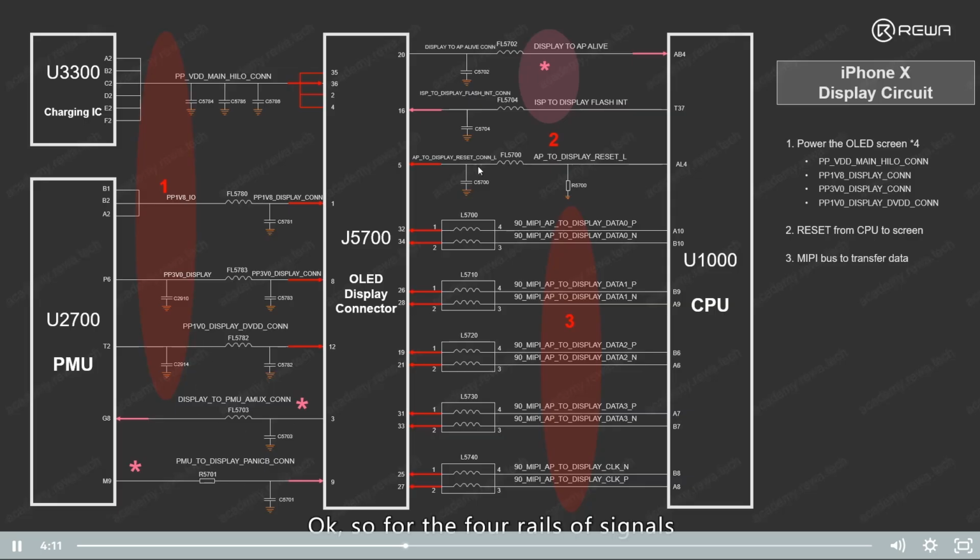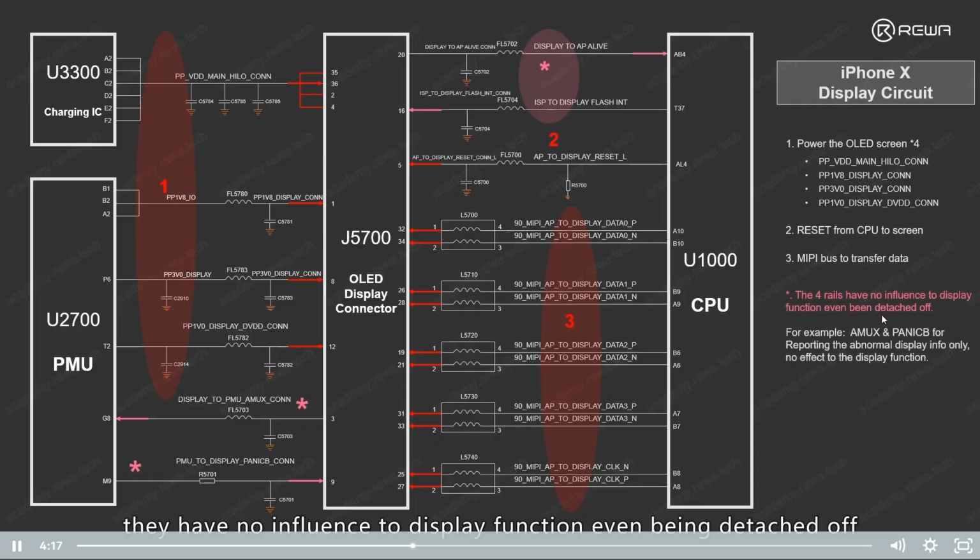Okay, so for these 4 rails of signals, they have no influence on display function even when detached. Our engineers have done some tests, for example, removing the inductor or resistor, and the display function is still good. So based on repair level, we will not study the rails in depth. For example, the AMUX rail and the panic B rail are mainly used for reporting abnormal display information only. There's no effect on the display function.